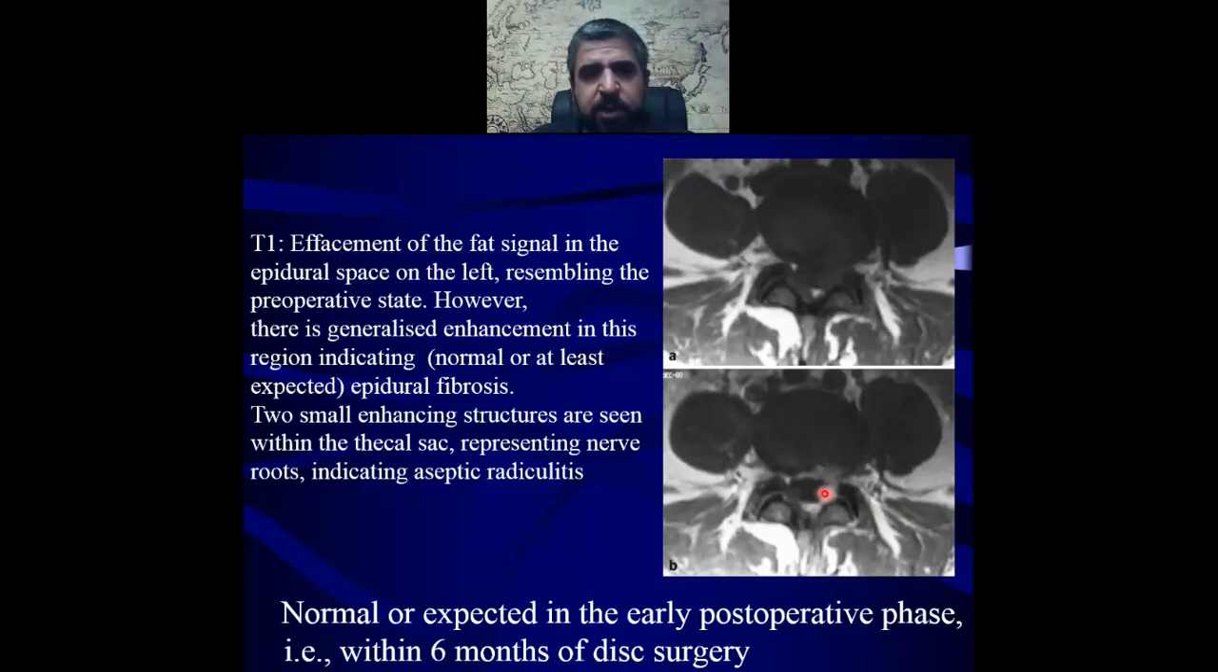Everyone can hear. So there is this fibrosis that is showing homogeneous post-contrast enhancement, and this is expected post-operatively. However, the thing that is not normal or not accepted is these two dots of enhancement. You can see this tiny dot here and this tiny dot here. These are enhancing nerve roots.